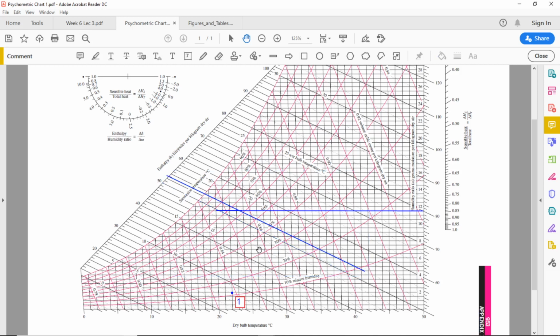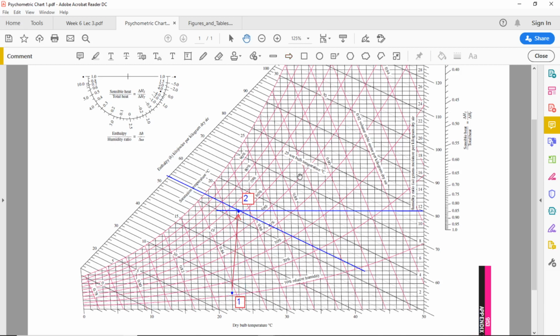Okay. And the intersection of this line with the humidity ratio line of 11.5 grams per kilogram dry air gives you the state point at the end of the process, and that is point number 2. And what we can now show is the process from 1 to 2.